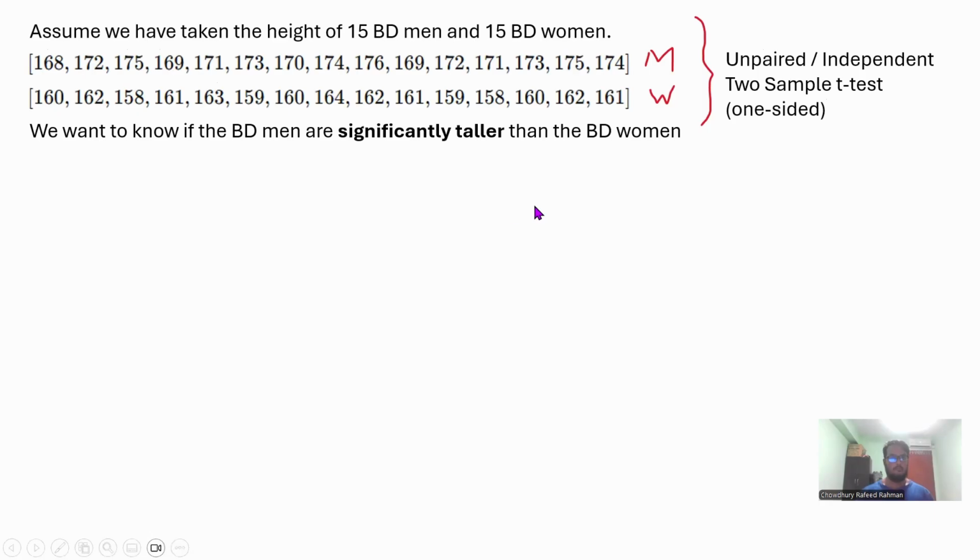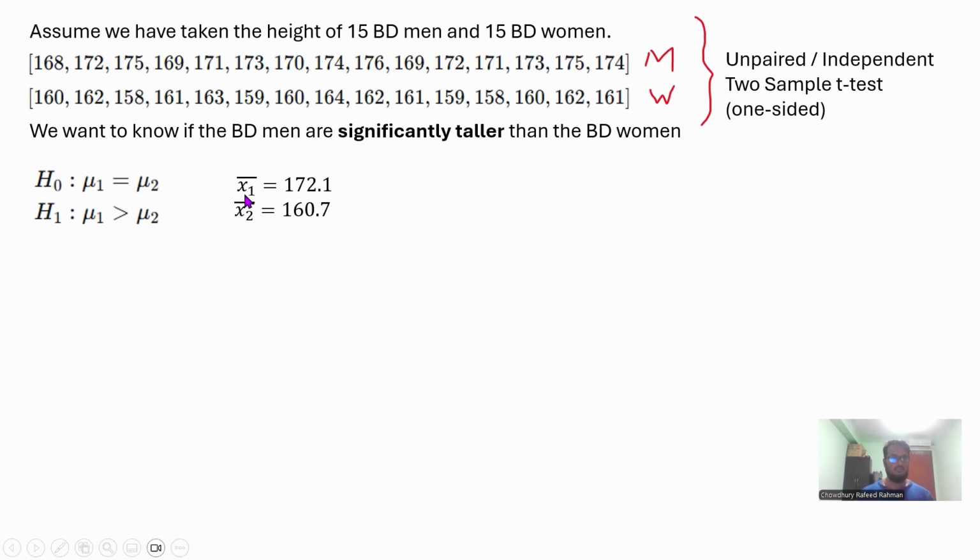That is why. Okay. Now, this is going to be our null hypothesis. That means mu1, the mean of the men BD height, is going to be roughly equal to the mean of the women BD height. But in order to reject that, we will have to say that mu1 is actually greater than mu2. That means men are significantly taller than the BD women.